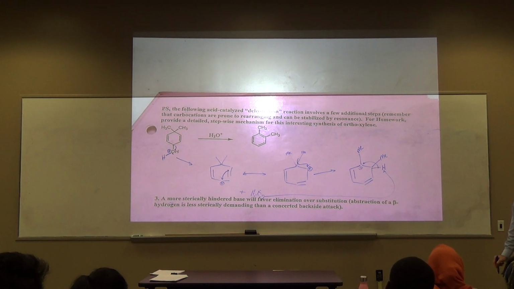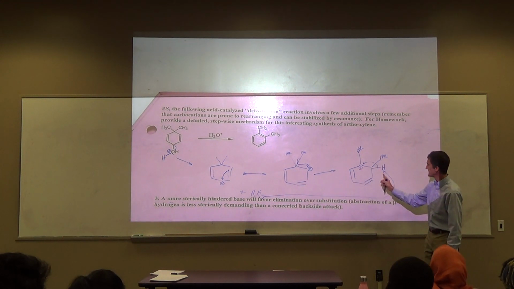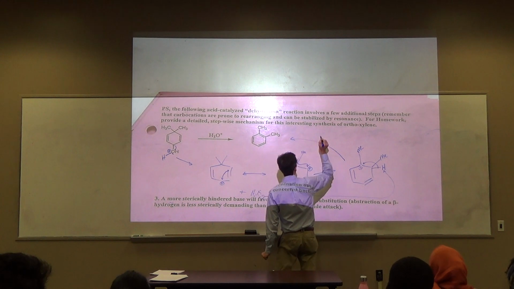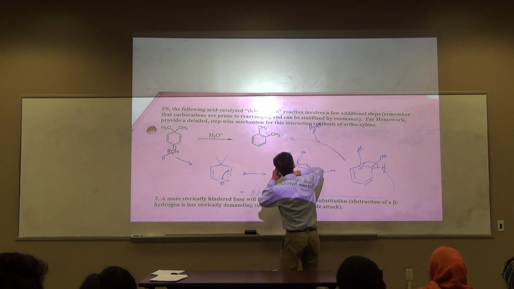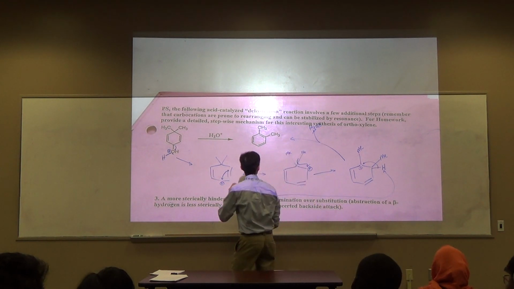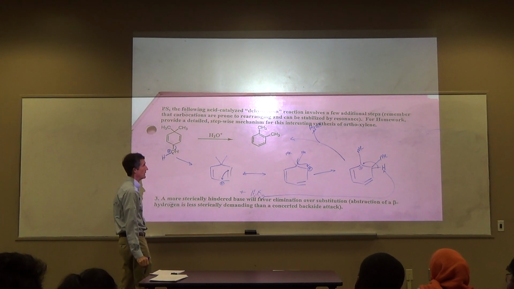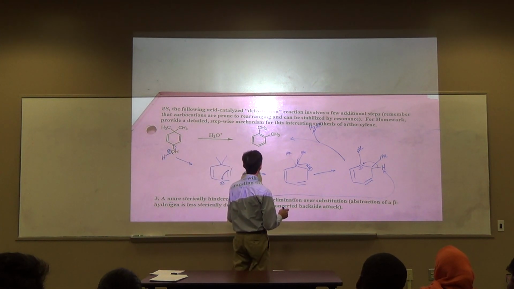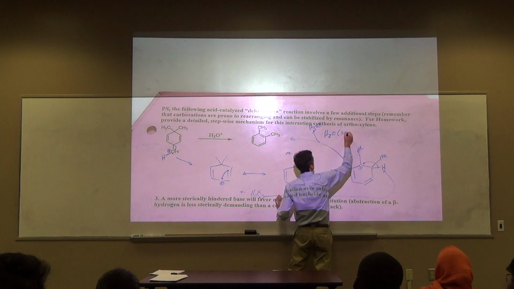Leaving group leaving, and then something takes the beta H in a fast step. Well, the leaving group did leave, but we had other things going on in between. Now something takes the beta H in a fast step, put in the double bond. And what did we reform here? Yes, H3O plus. Now what did we actually form here? We actually did form water. This is H2O. That's new.